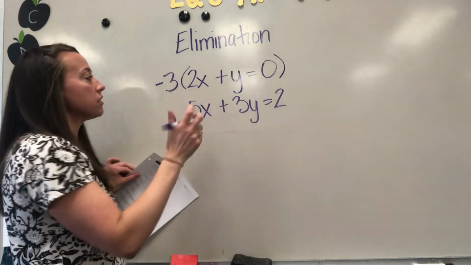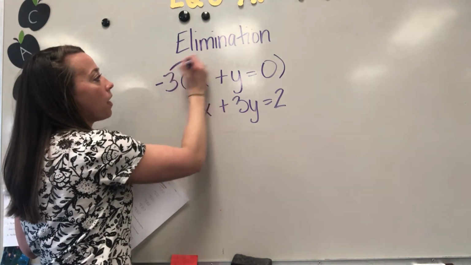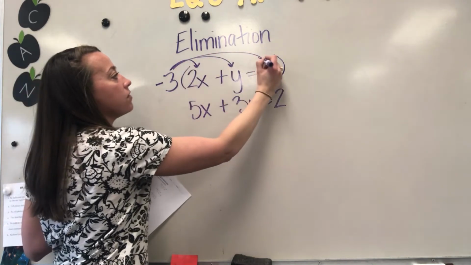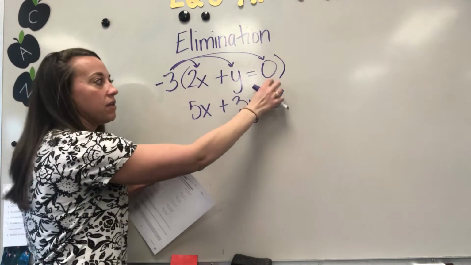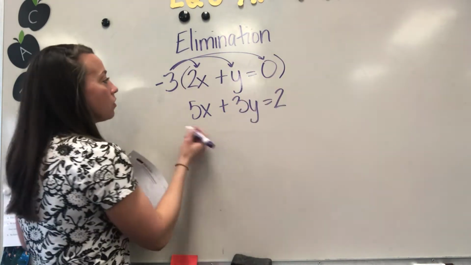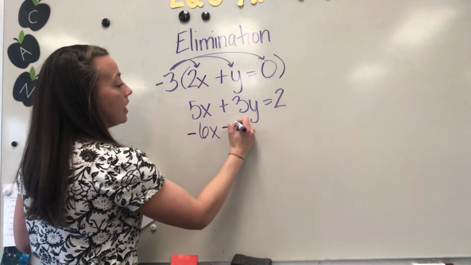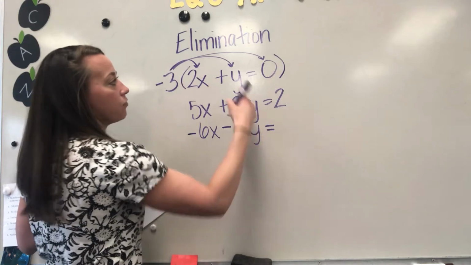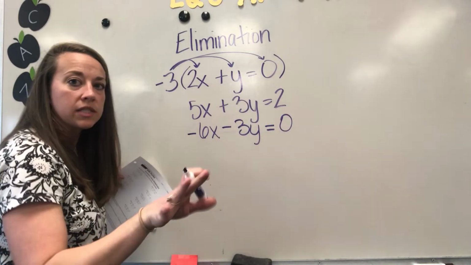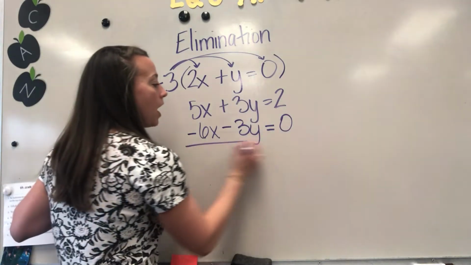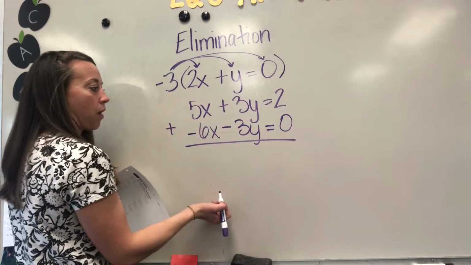You want to make sure, I see this mistake a lot, that you are multiplying every piece inside of this parentheses by that negative 3, even this last number here. So that's going to give me negative 6x, negative 3y, and negative 3 times 0 is still just 0. So in this case, it didn't change that last number.